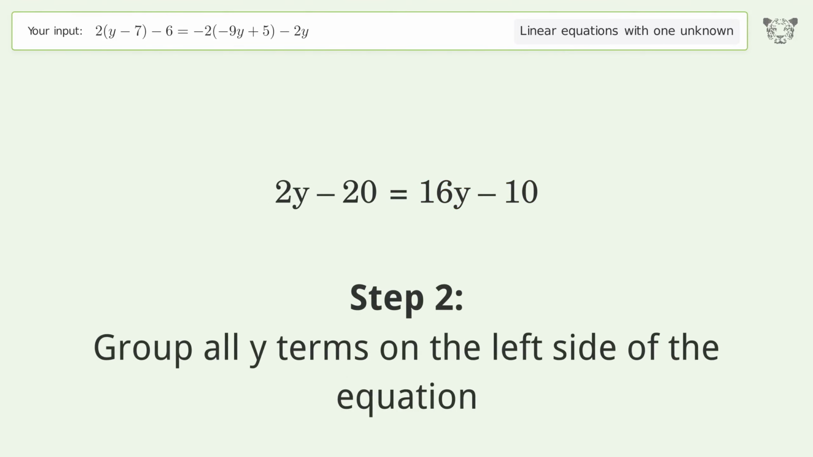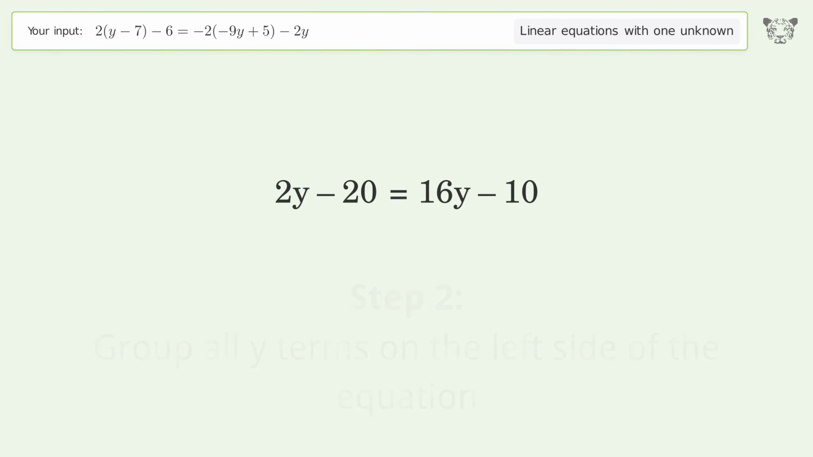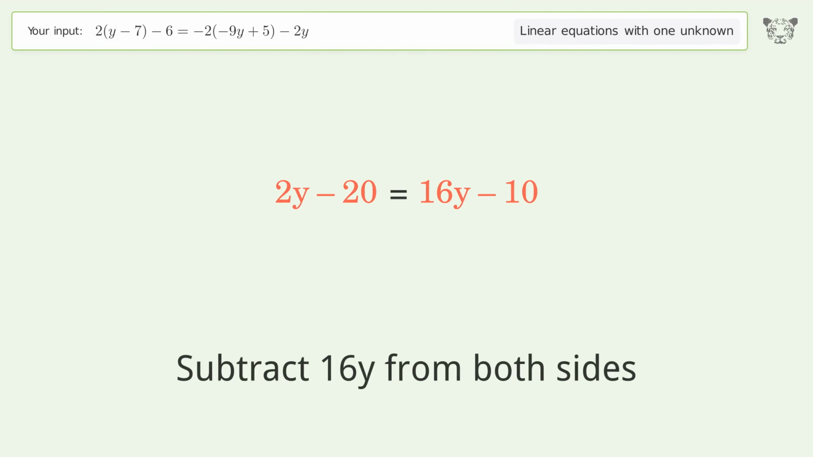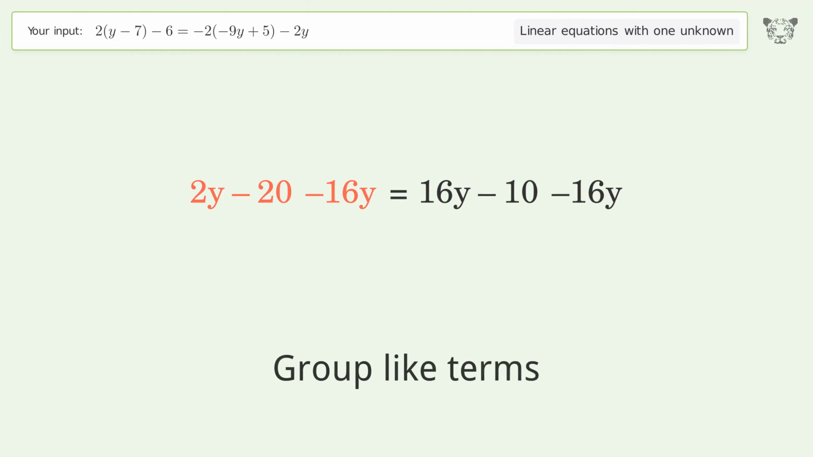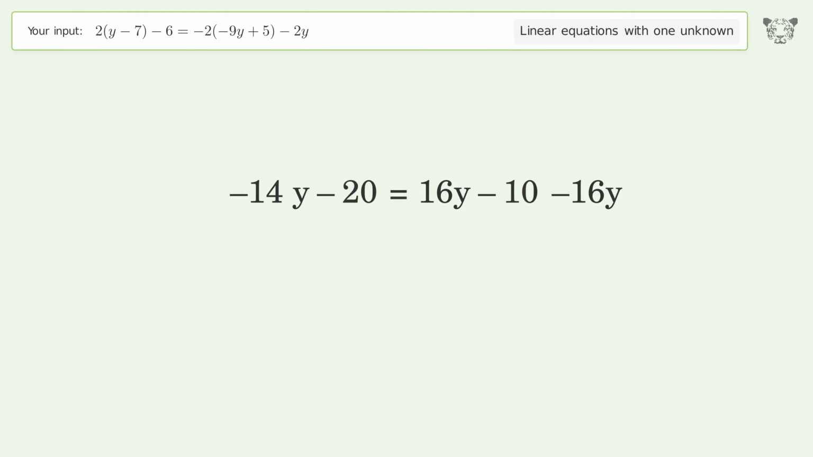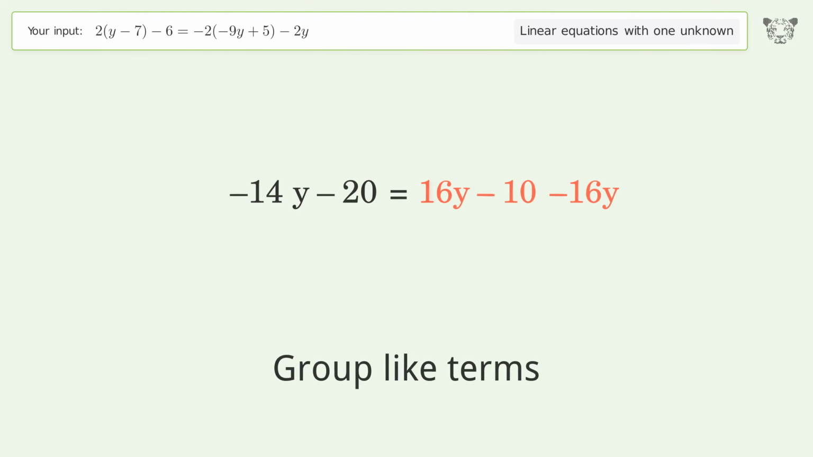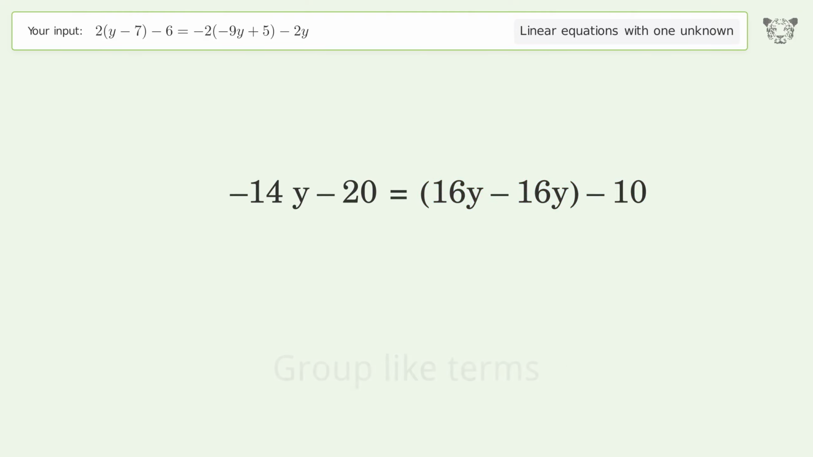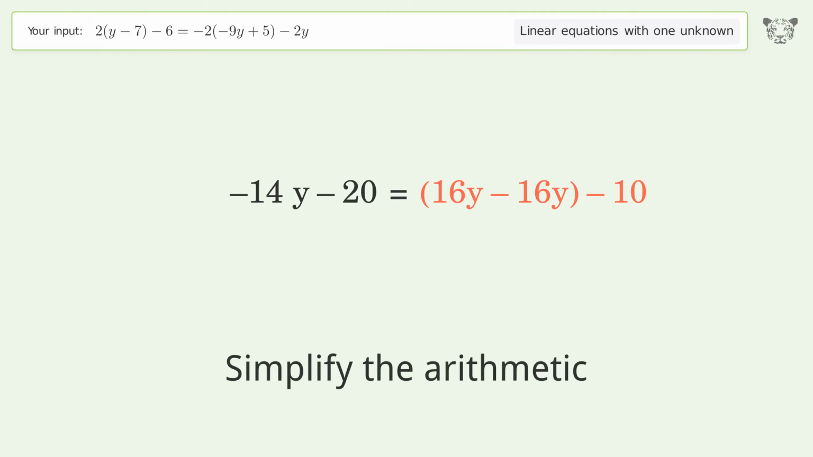Group all y terms on the left side of the equation. Subtract 16y from both sides. Group like terms. Simplify the arithmetic. Group like terms. Simplify the arithmetic.